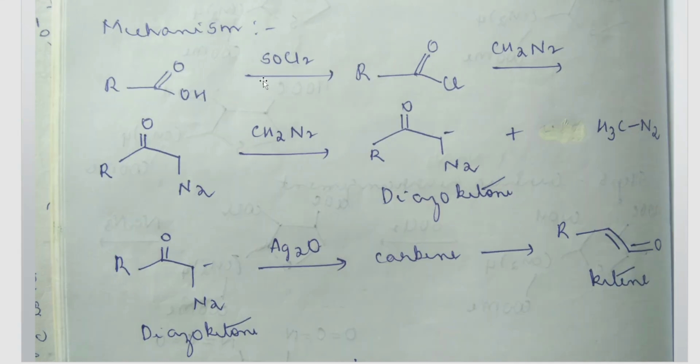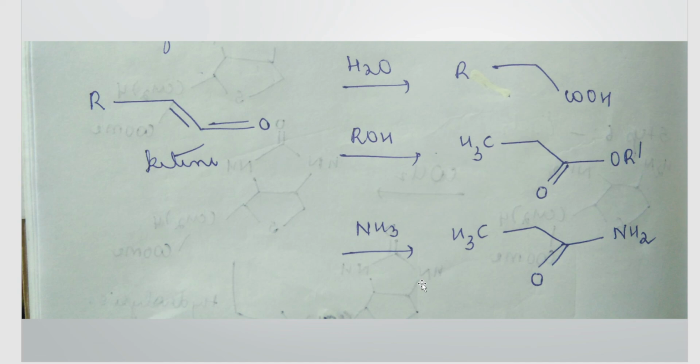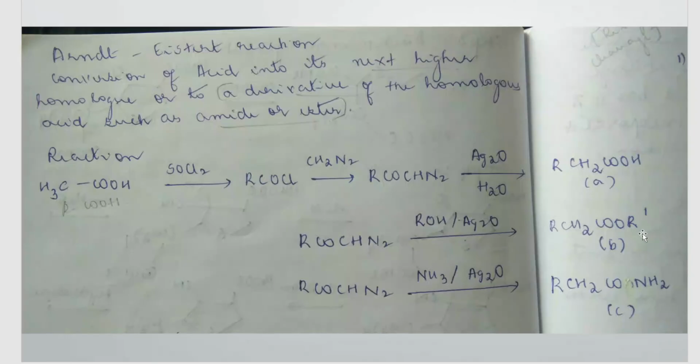So till here, the reaction mechanism is same. And after this step of forming diazoketone, in the presence of Ag2O, it will get converted into a ketene. Okay, and from there, it depends upon what type of reagent you will use. You will get different products, like it is shown over here. Okay, three different products. So what we have done, we have converted an acid into a higher derivative of the acid, like an amide or an ester, or an acid having an additional chain, that is an additional CH2 in it. So that is the Arndt-Eistert reaction.